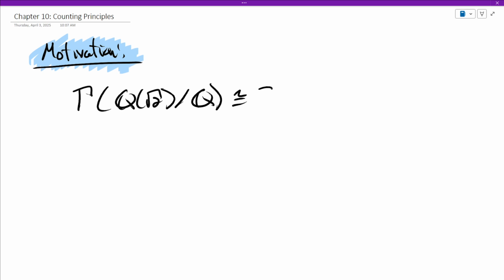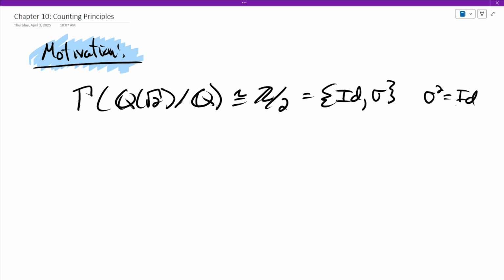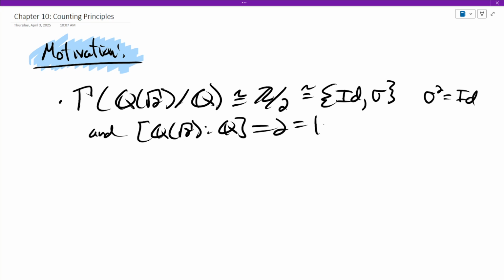Okay, before we begin chapter 10, I want to say what the point is first. We saw some examples of Galois groups. In particular, we saw that the Galois group of Q adjoin root 2 over Q is Z mod 2. That is, it has an identity element and a non-identity element, and sigma squared, the non-identity element squared, gives the identity. So it's isomorphic to Z mod 2, and the degree of the extension Q adjoin root 2 over Q is 2 certainly, which happens to be the order of the Galois group.